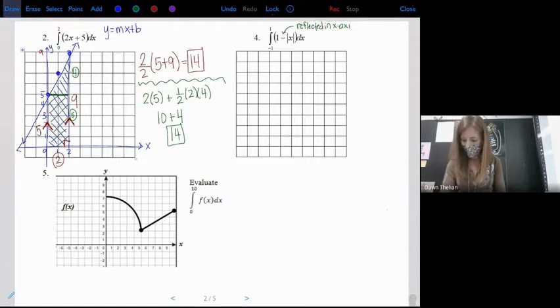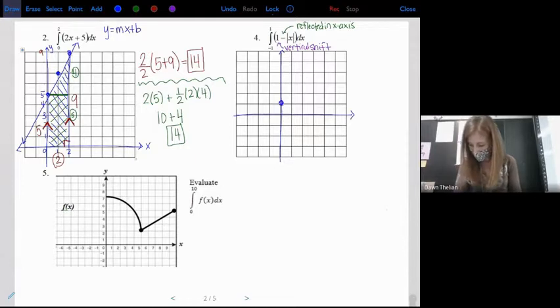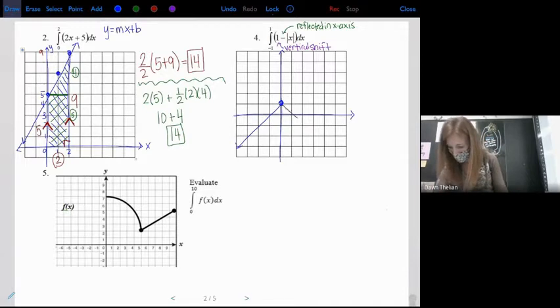And then the 1 in the front, when you add 1, it's going to be a vertical shift. So if I take my V for absolute value, turn it upside down, and shift it up 1 box, I'm going to have that corner up here at 1.